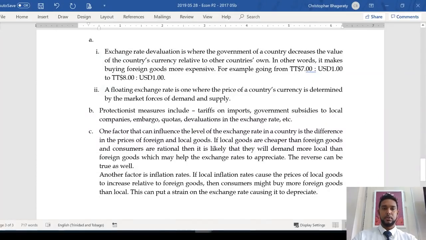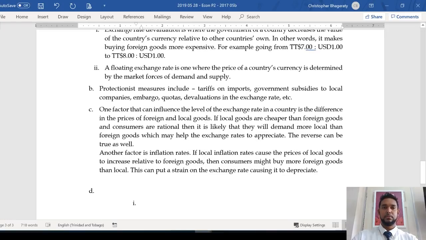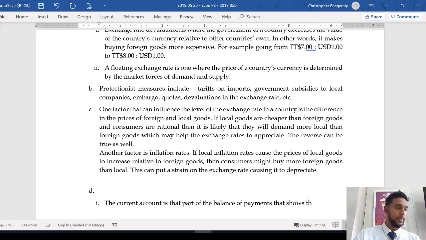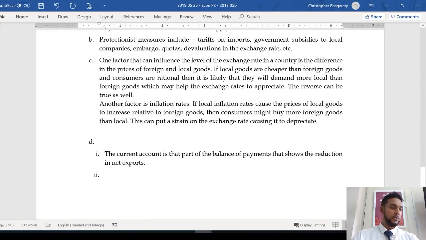So let's go to part D, part 1. The current account is that part of the balance of payments that shows the reduction in net exports. Okay. Part 2.